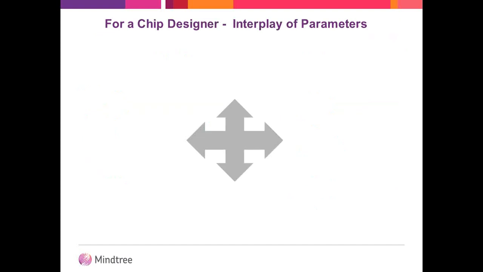So what do you do now? You have all of these attributes, all of these parameters that you have to consider as a chip designer, and you need to be able to balance all of these to design the right kind of chips that will address this market. So how do you go about doing that?